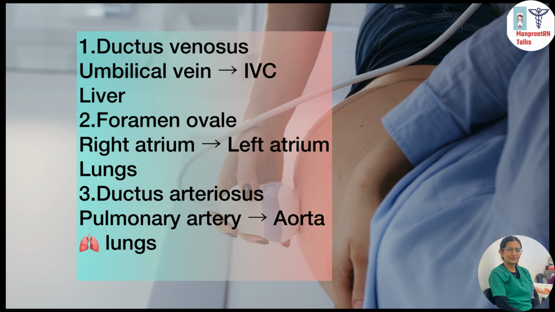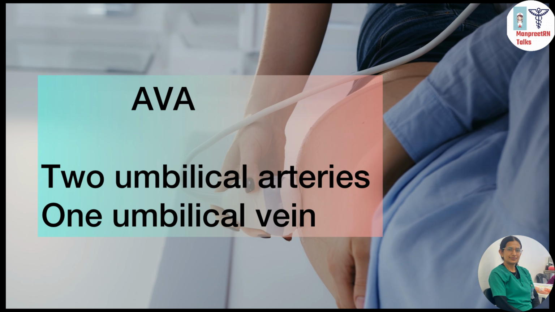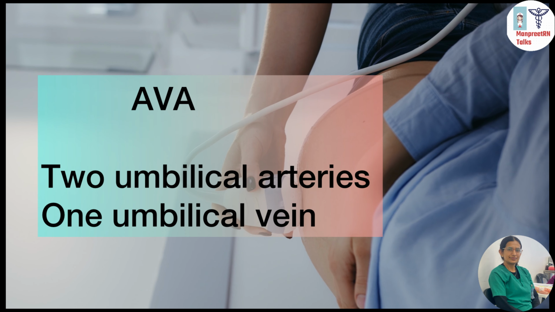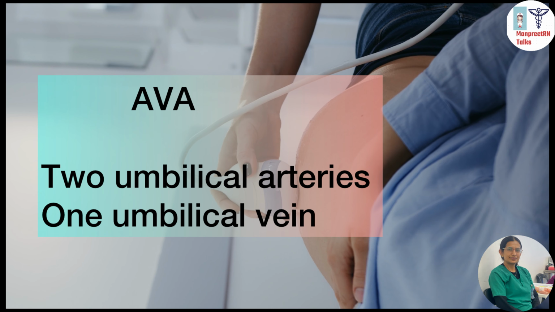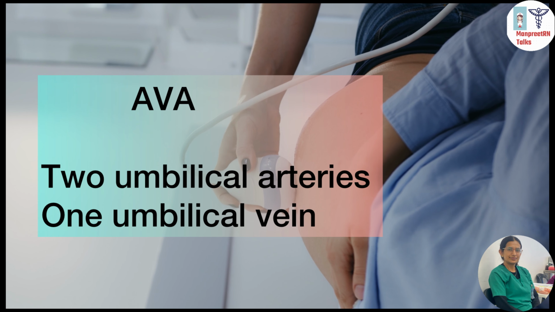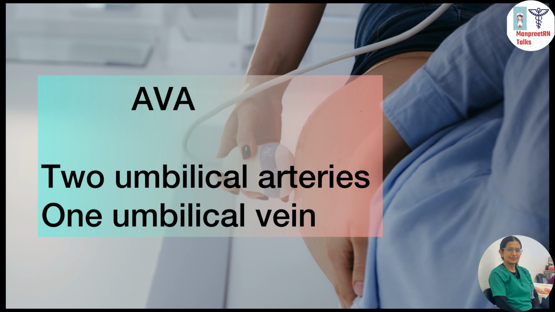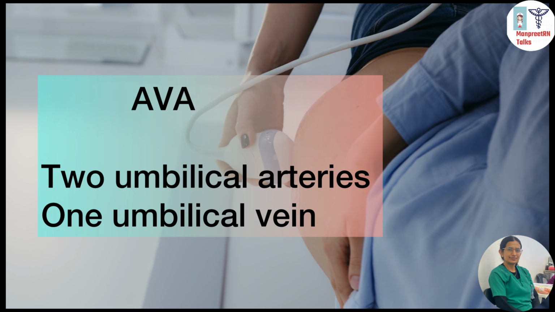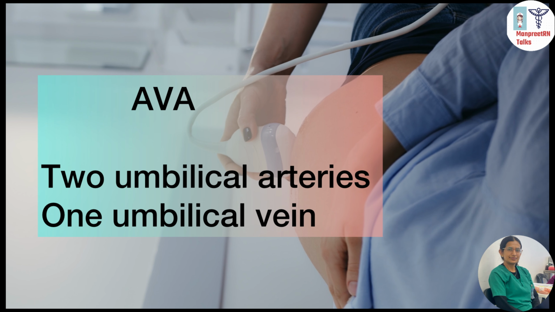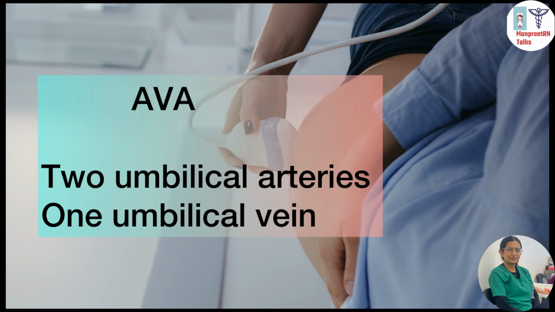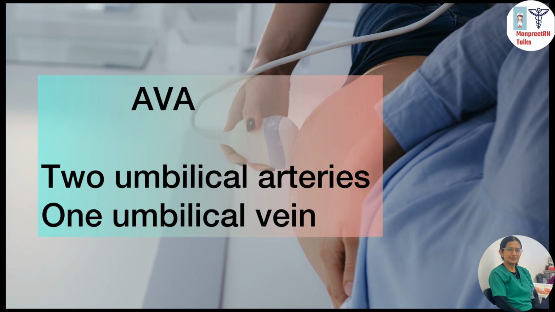One more important point: there are two umbilical arteries and one vein in the fetal circulation. The umbilical arteries carry blood with less oxygen saturation, which means deoxygenated blood, and the umbilical vein carries oxygenated blood with 80% oxygen saturation.